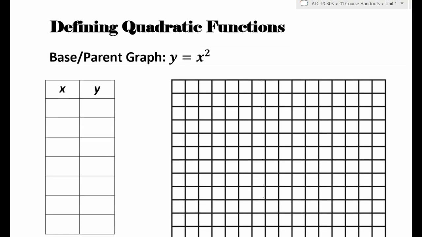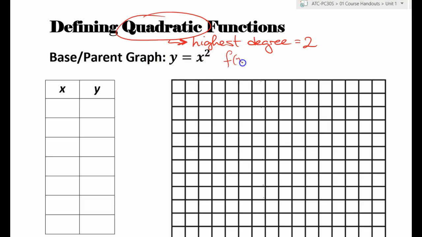So first of all, we need to define what is quadratic. This keyword right here means that we need to have a highest degree of 2 in our function. So our base or parent function is y equals x squared, or f of x equals x squared. That's as simple as we can possibly make a quadratic function. Just a variable squared gives us our output.